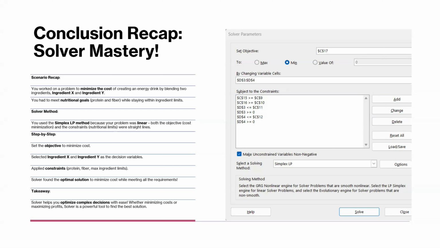What is the step-by-step method? Set the objective to minimize cost. Selected ingredient X and ingredient Y as the decision variables. Applied constraints: protein, fiber, and maximum ingredient limits. Solver found the optimal solution to minimize cost while meeting all the requirements. Takeaway: Solver helps you optimize complex decisions with ease. Whether minimizing costs or maximizing profits, Solver is a powerful tool to find the best solution.